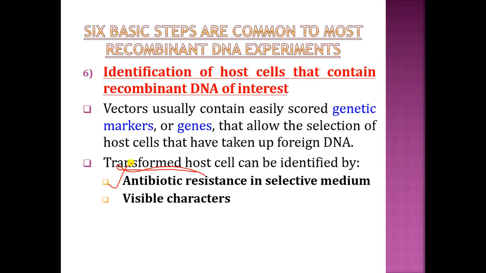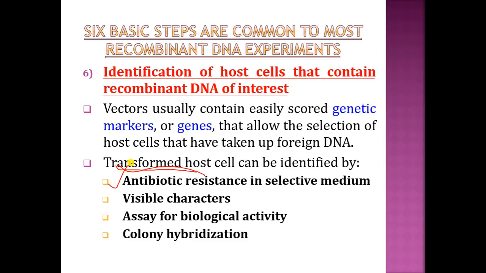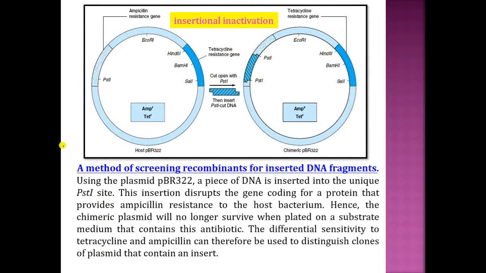This shows certain changes in visible characters, or certain biological activities may develop that can be assayed, by colony hybridization or by the blotting test, and we can identify these host cells that are transformed with the plasmid having our gene of interest. So here is an example of how we can identify the transformed host cells with our gene of interest by losing the antibiotic resistance.